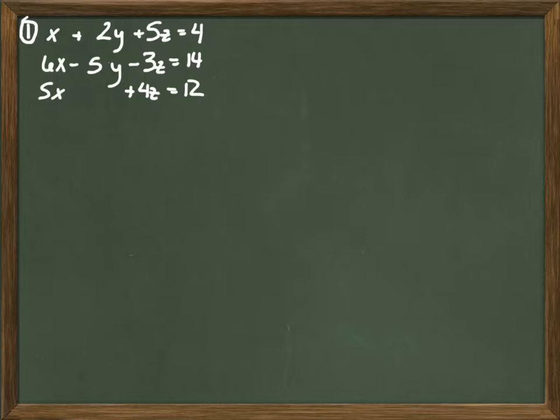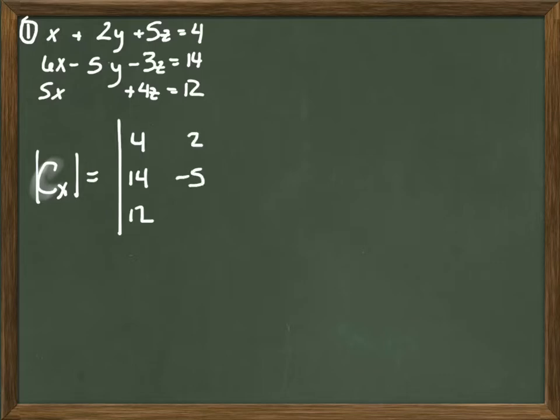We're going to do the same thing, but this time we are going to be replacing our x column with the answers. So this is the coefficient matrix with the x's replaced. And so when I replace the x's, I'm going to put 4, 14, 12. And the y's and the z's are going to stay the same. So 2, negative 5, 0, 5, negative 3, 4. And so this is my answers, y's, and z's.